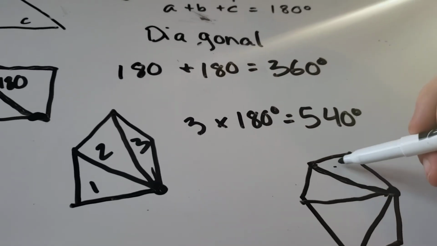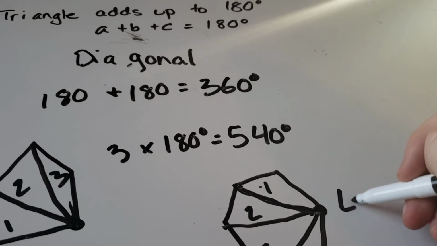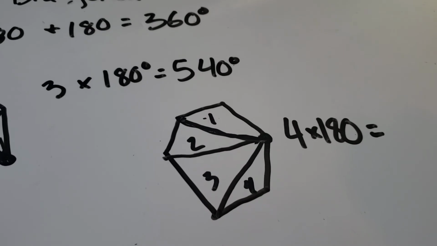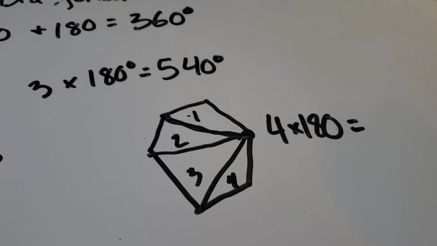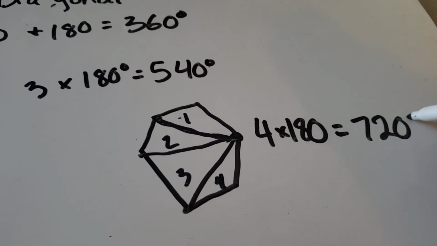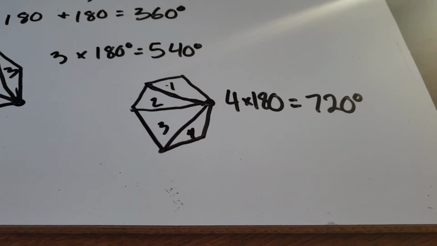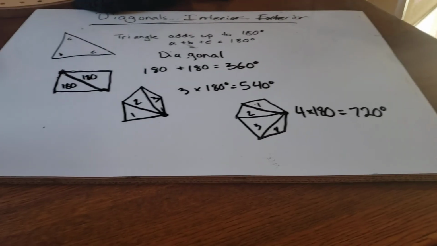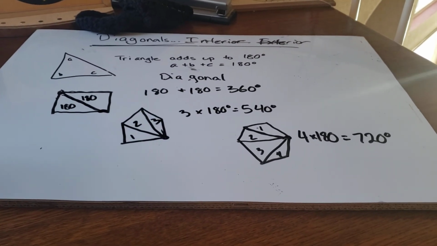How many triangles do we have? 1, 2, 3, 4 triangles. 4 times 180. 4 times 100 gives you 400. 4 times 80 gives you 320. 400 plus 320 gives you 720 degrees. The sum of the interior angles of a hexagon is 720 degrees. We're going to look at some patterns here in just a moment to give us some shortcuts for this process.